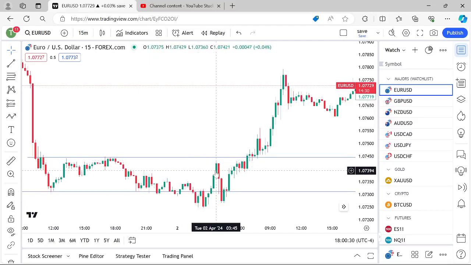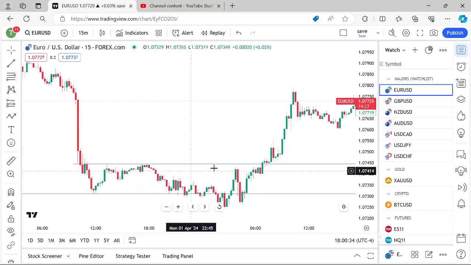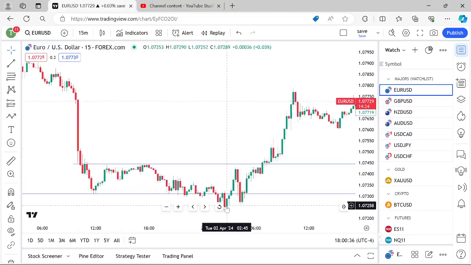But I was anticipating that this was still going to head higher into this high right here. And then somebody may say, okay, but you took out Asian session highs, so wouldn't you want it to seek the low now? No. Again, this is where you have to have a firm understanding of market structure as well, because it connects. What we had here was a shift.